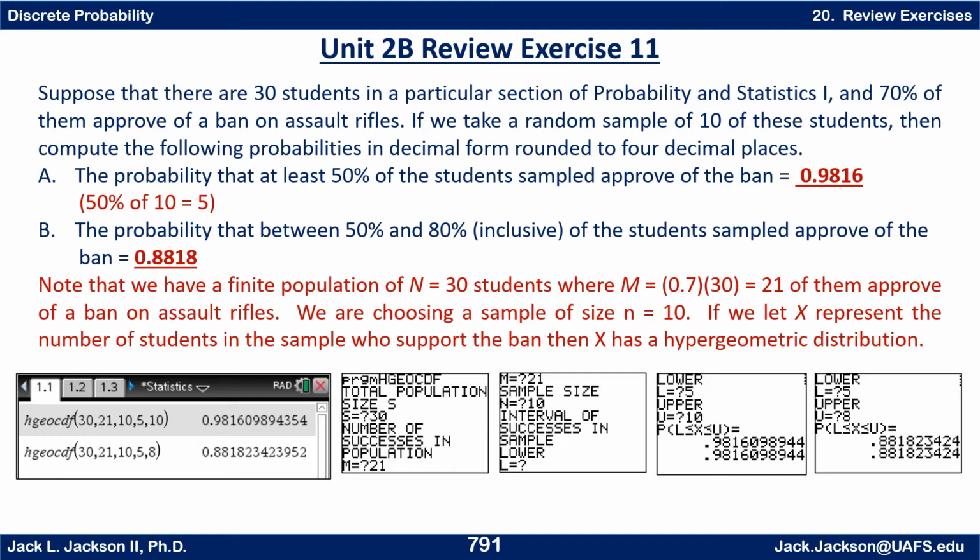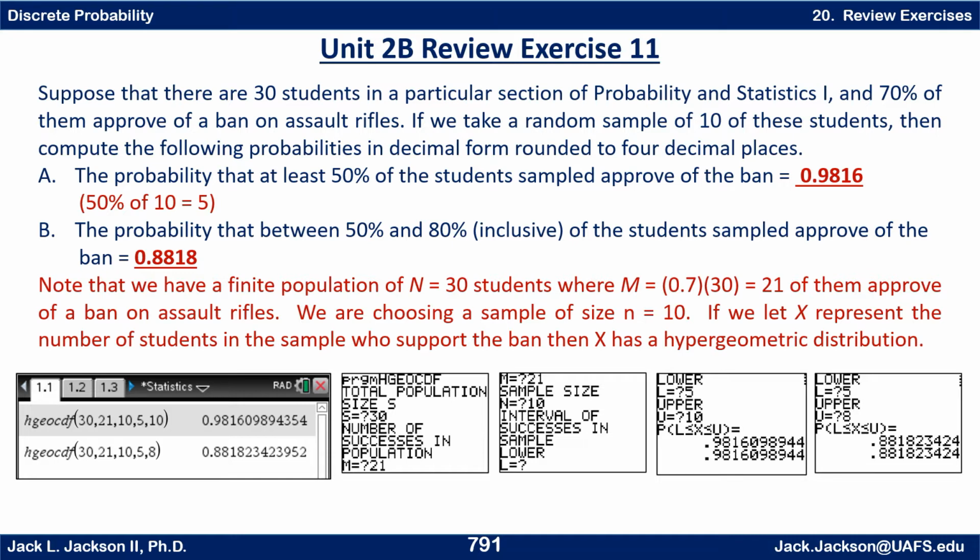So the probability that at least 50% of the students approve the ban, but it is a distribution of proportions. Notice that it's at least 50%. So p hat, the proportion of successes in the sample, needs to be 50% or bigger. What we do is convert that to the corresponding x's. Well, 50% of what? 50% of what's in the sample. There are 10 in the sample, so 50% of 10, that's 5. So 5 or higher.